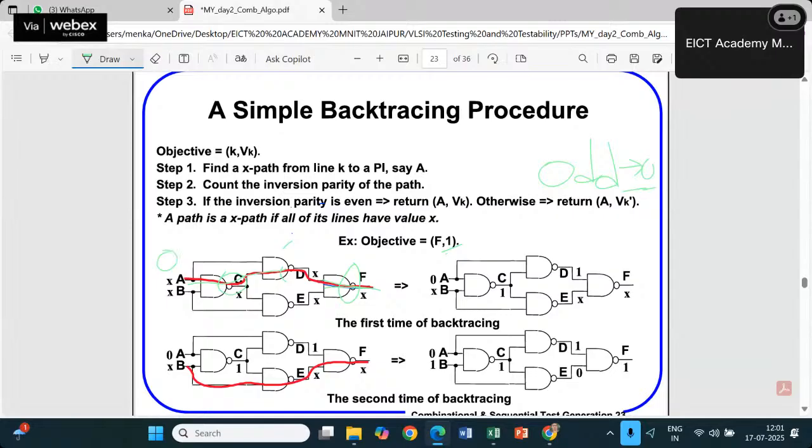Please type in the chat box if you are not able to understand this. Can you understand this, everyone? Okay.